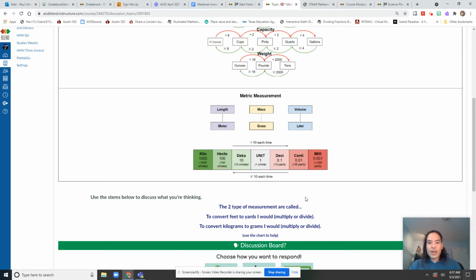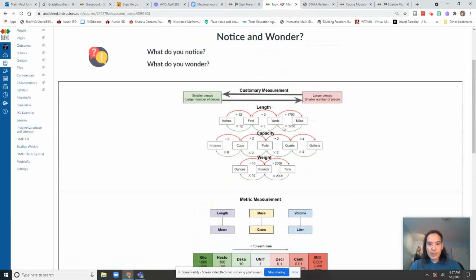All right, so let's go over the stems. The 2 types of measurement are called customary measurement and metric measurement.